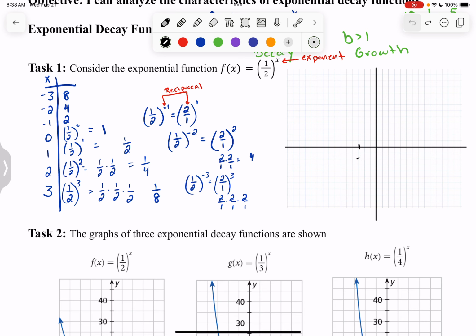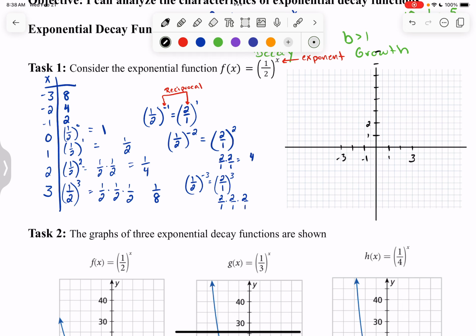Maybe we'll go by 2s. -1, -2, -3. There's 1 and 2 and 3. Okay, and I need to go up as high as 8. I think I'm going to go by 2's here. So there's 1, 2, 3, 4, 5, 6, 7, 8.